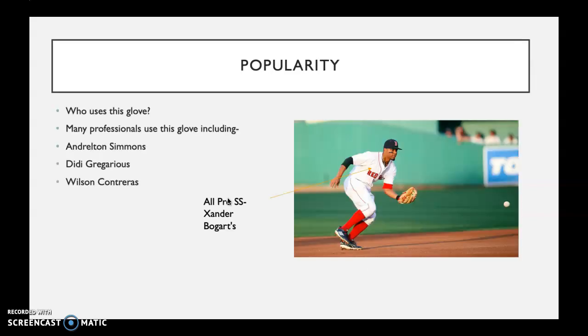And then for function, I changed my title to popularity because most people, when they buy something, they look to see what famous person wears it or what famous person uses it. So I went ahead and threw some baseball players in there that use this glove or use this brand of glove. So there you go.